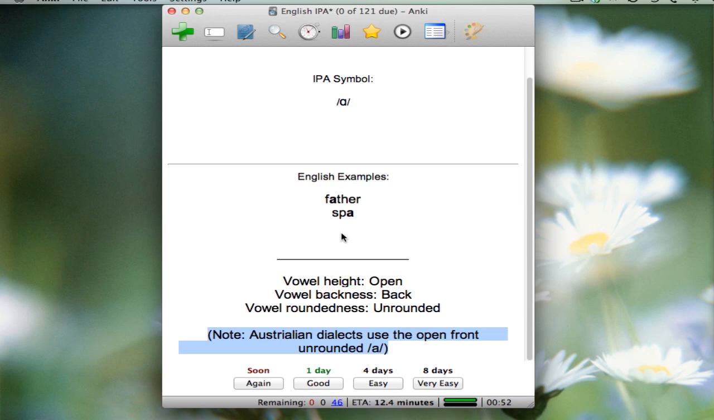General American is sort of a mix of West Coast and East Coast, and is what you would expect to hear on the news. And so this is father. In spa, the Australian dialects use an open front unrounded ah. It's a little more frontal. I'm not going to promise to do a perfect Australian dialect, but it's more frontal.